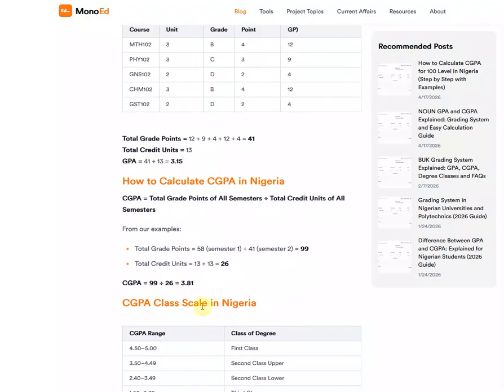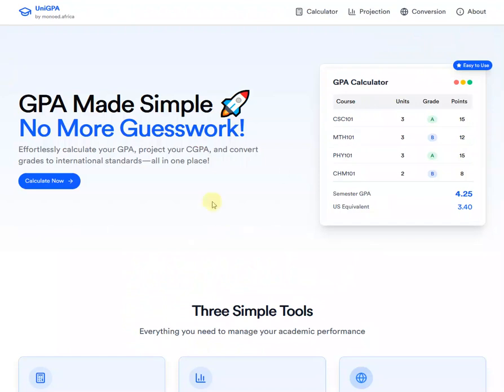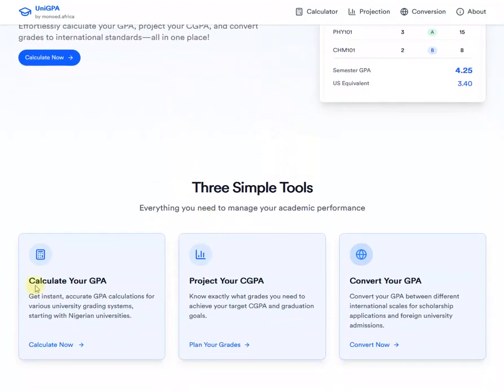Now, let me show you the tool that I'm talking about to make it easy for you to do this calculation. So when you come on the platform, I'm also going to be dropping the link to this platform. You can see this is GPA, and what you can get from it is you can calculate your CGPA, you can project your CGPA and convert your GPA.